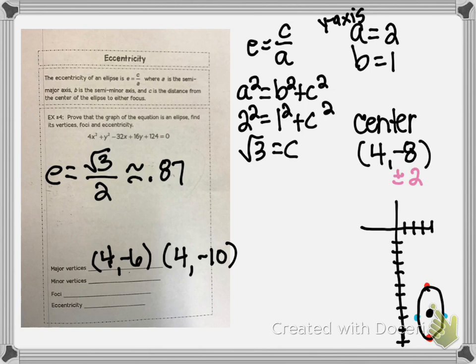So my minor is on my x-axis. So we're going to take the center again. And this time we're going to take it on our minor, which is our x. And we are going to plus or minus my minor value, which is 1. All right, so that's going to give me 5, -8, and 3, -8.